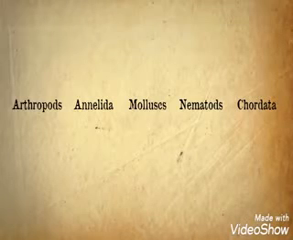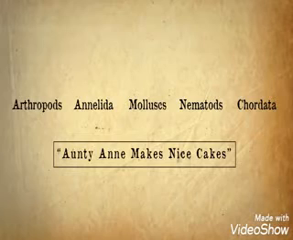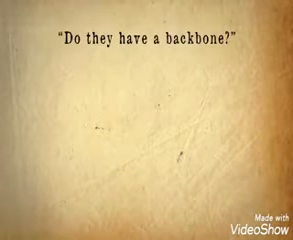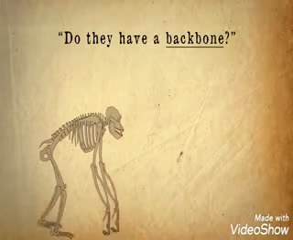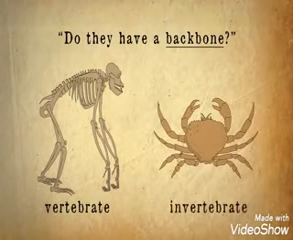Make up a rhyme or acronym to help you remember them. Auntie Anne makes nice cakes. AAMNC. A big question to ask is, do they have a backbone? If yes, they are a vertebrate. If no, they are an invertebrate.